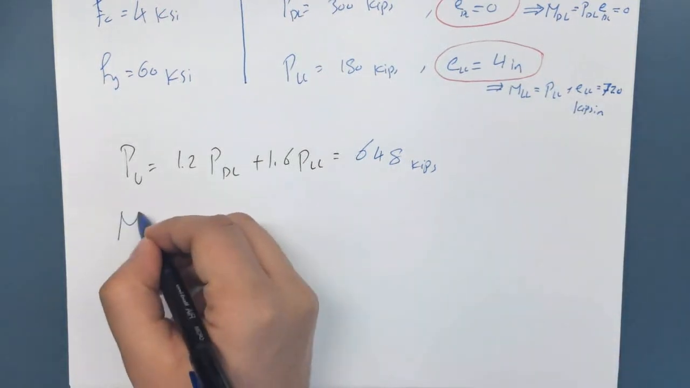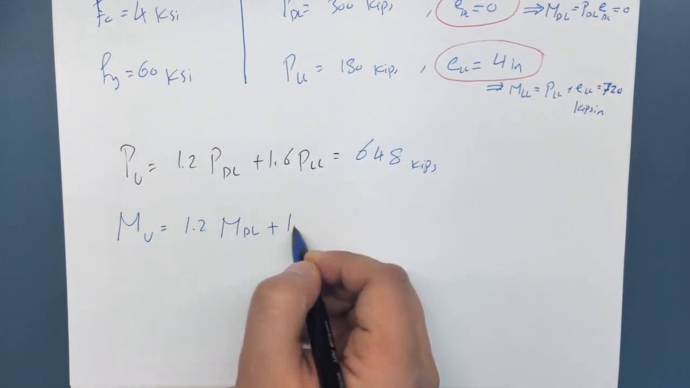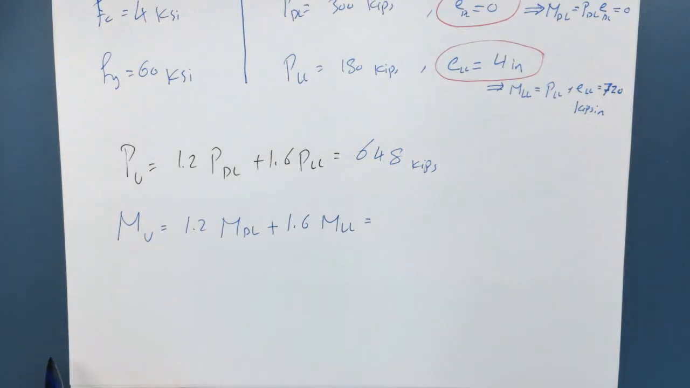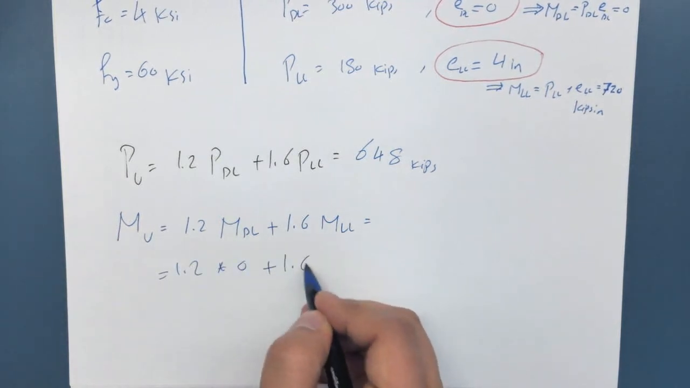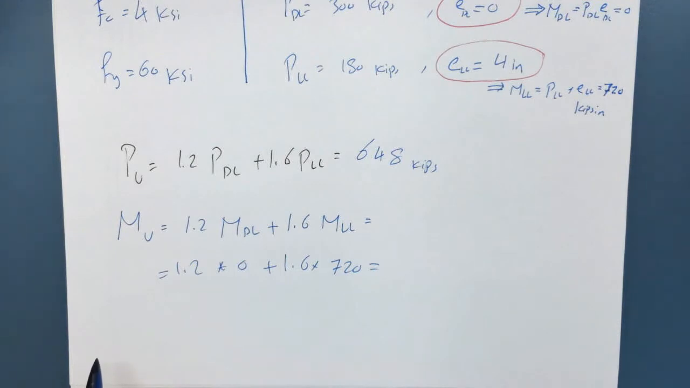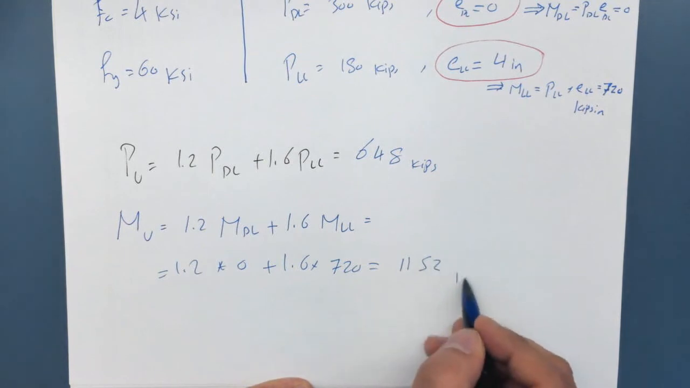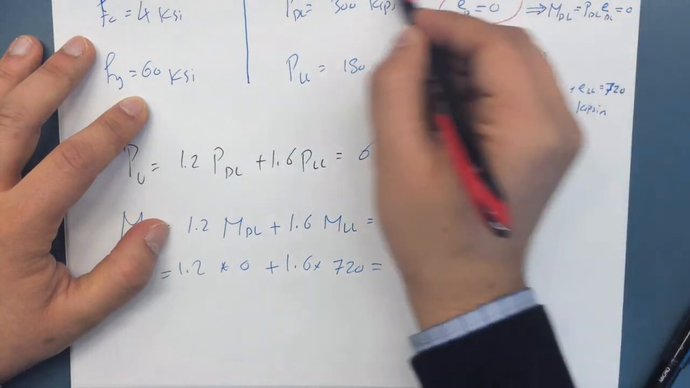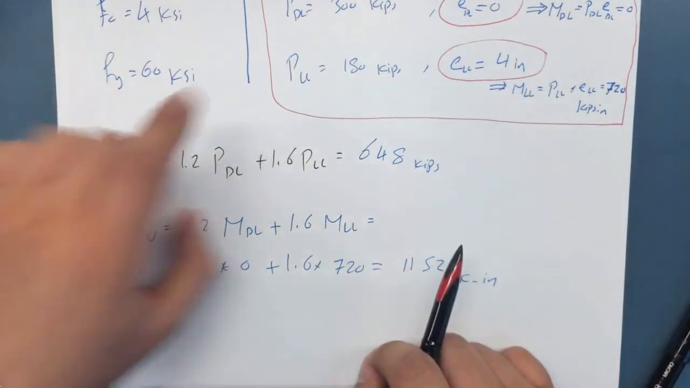From here, the ultimate moment is equal to 1.2 times the dead load moment plus 1.6 times the live load moment. So this is 1.2 multiplied by 0 plus 1.6 multiplied by 720. This is going to give you 1152 kips inches. So this is kind of the trick of this problem. Once you figure it out, the problem is straightforward from this point onwards.